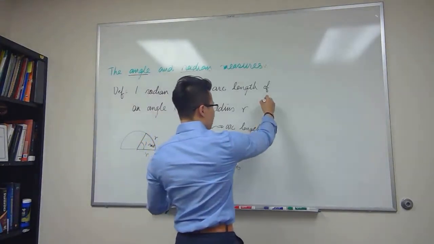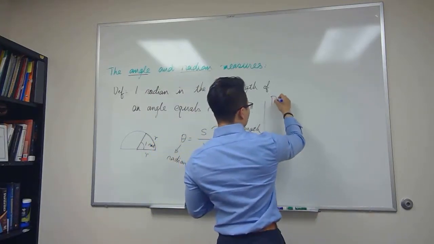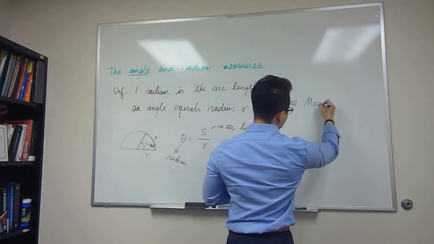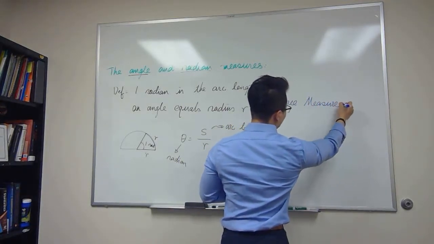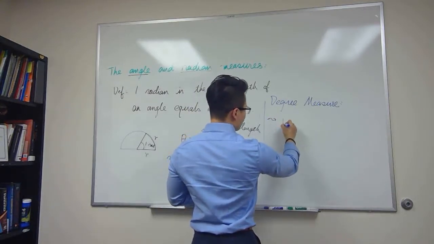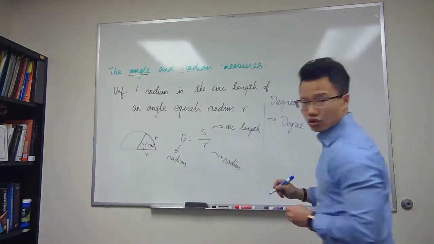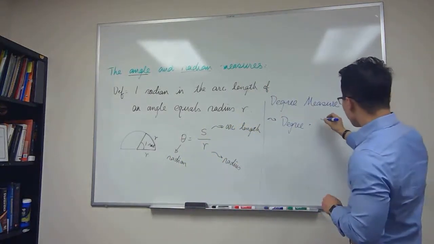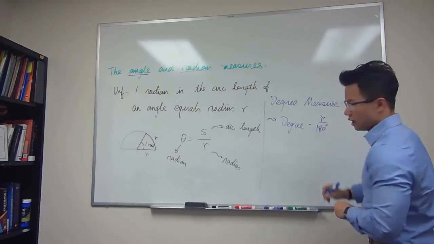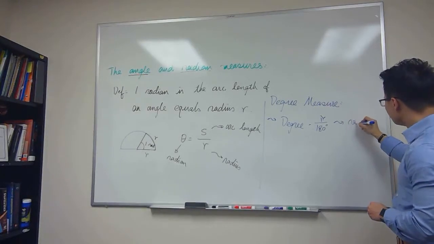So the way we're doing that is if we have a degree measure, okay, so we're starting with using degree. If we have a degree for an angle, all you need to do is to multiply by pi over 180 degree, and that will give you a radian.